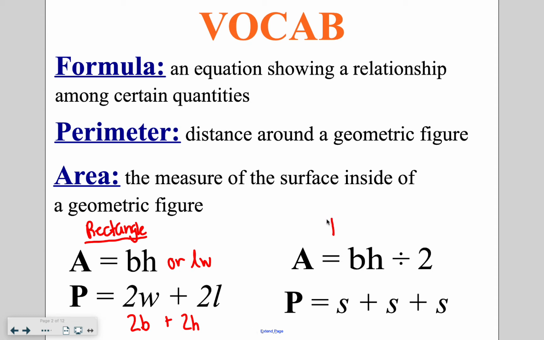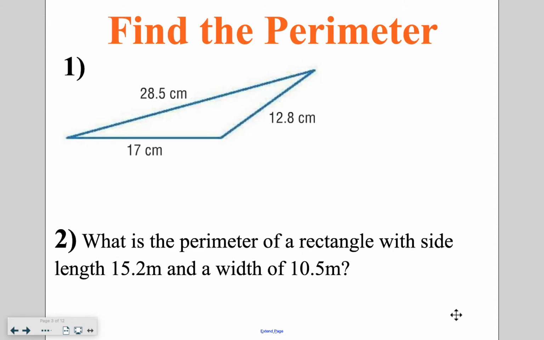The other one that we are looking at today is triangles. So the area is equal to base times height divided by 2. And our perimeter is the 3 different sides of the triangle, which can be noted side 1, side 2, and side 3, all being added together. So we're going to start by finding the perimeter.